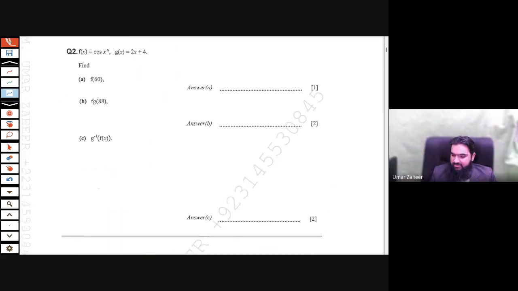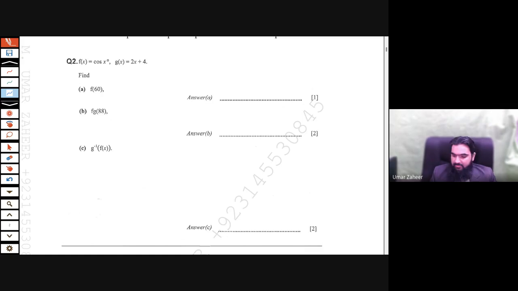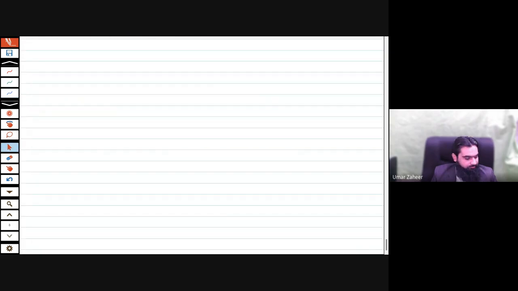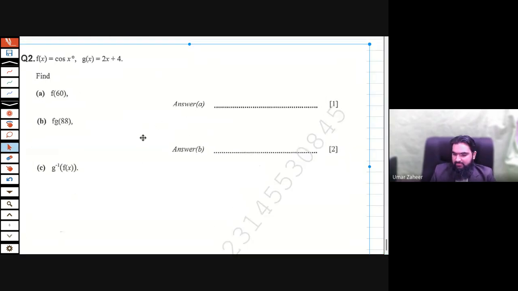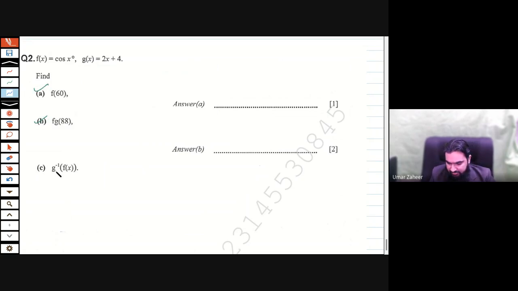Now the next question is a little bit interesting. We already did the above part. Let's do the third part. Now this part is interesting. Look here, g inverse of f of x. Now the problem was we don't have the value of g inverse. So first of all, we will find g inverse. So g of x is equal to 2x plus 4. It is given. We will do the first step.